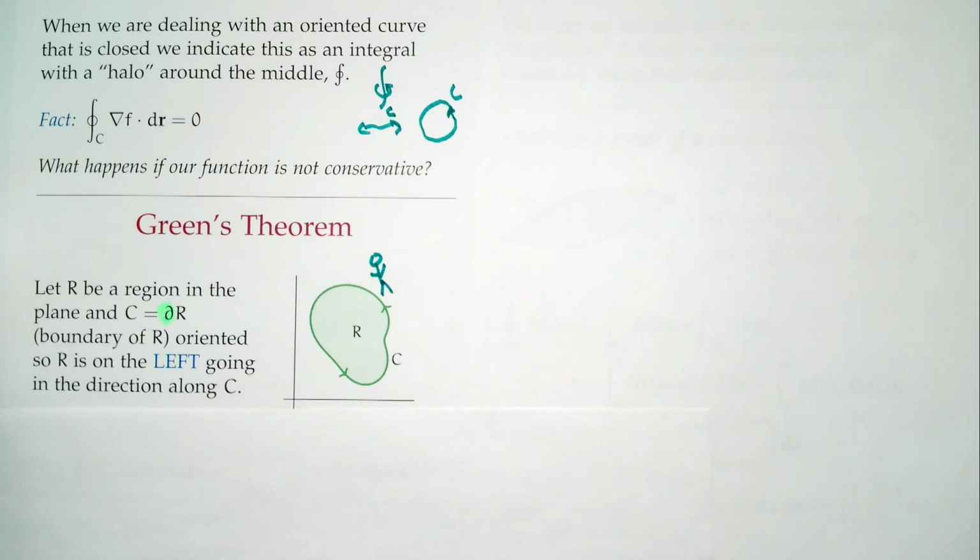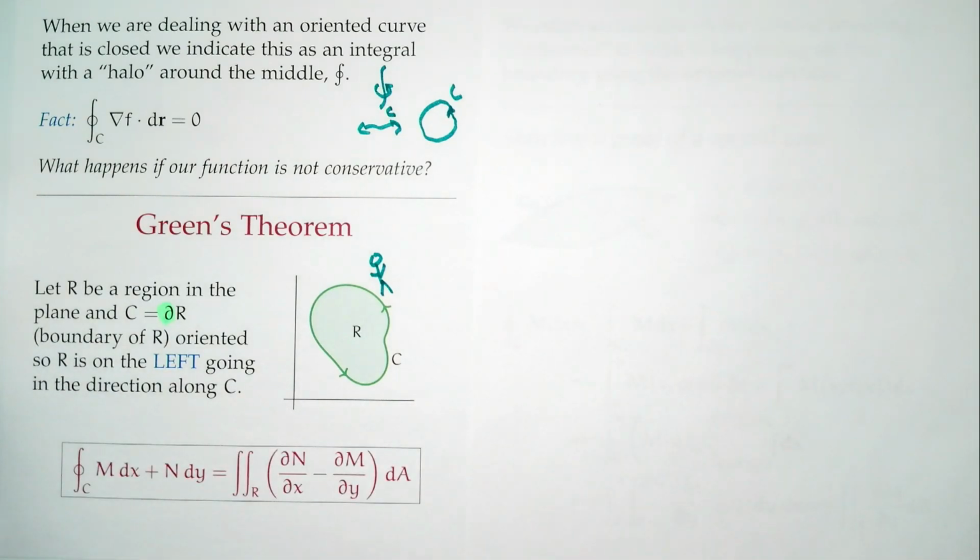Okay, now we've just talked about our setup. I have this region, and there's a curve that bounds it. Here's the theorem. If I integrate on the boundary M dx plus N dy, and there's no restriction on what M and N come from, this is the integral over our region, partial N partial x minus partial M partial y dA.